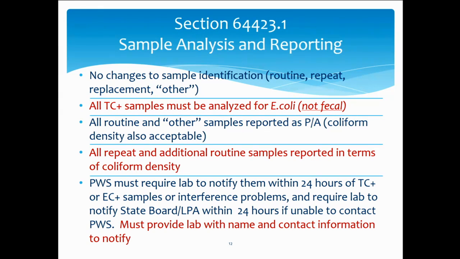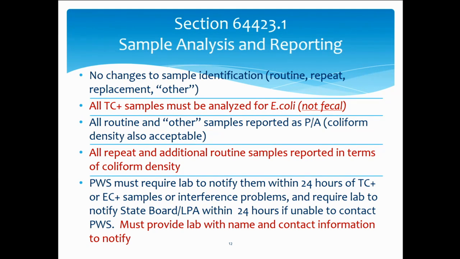Sample analysis and reporting. The changes here are all total coliform positive samples must be analyzed for E. coli. That probably won't, from a practical standpoint, be a change because with the current coliert type methods, that's just a routine thing that's done. All repeat and additional routine samples will have to be reported in terms of coliform density.